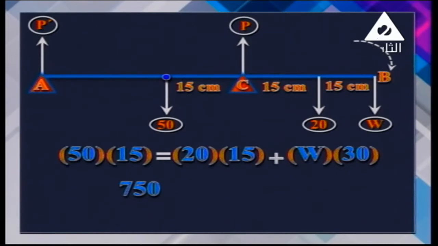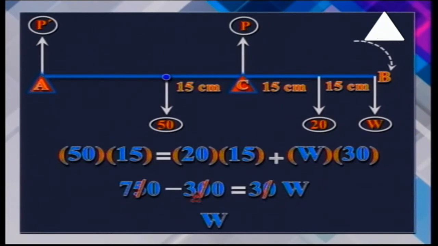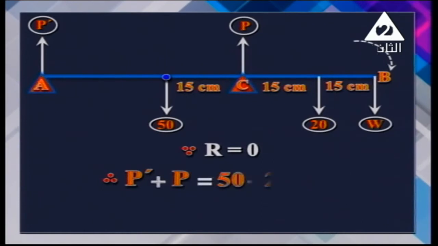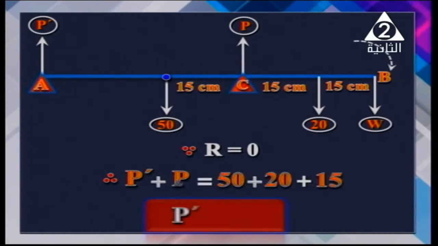Therefore, 750 minus 300 equals 30 W. Therefore, my dear student, W equals 15 Newton. Then P1 plus P2 equals 50 plus 20 plus 15. Therefore, by using substitution, P1 equals 85 Newton. Now we move to another example.